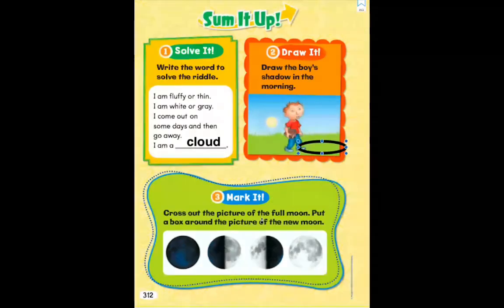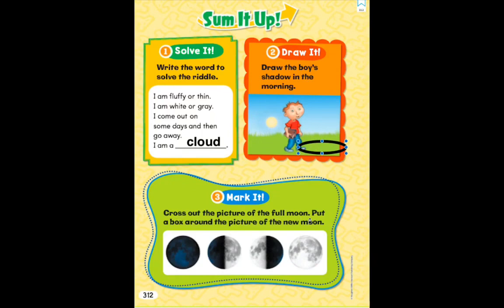So that's it. Cross out the picture of the full moon. Put a box around the picture of the new moon. So we are going to cross out the full moon. That's full moon. And we are going to make a box around the new moon. That's new moon.